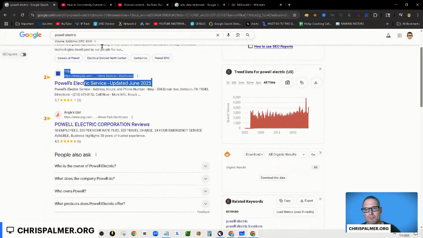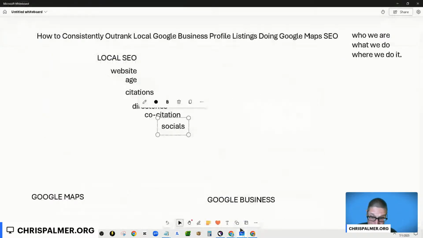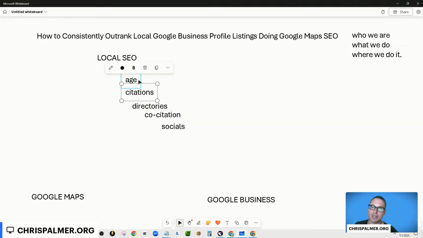And this could be different, but it doesn't matter if it got the right one or not. All I'm trying to do is convey the information to you of the sort order of relevance. The sort order of relevance is exactly what I'm giving you here. The age is king, citations, directory, co-citation, and socials.